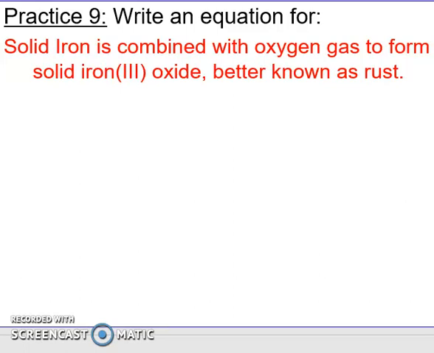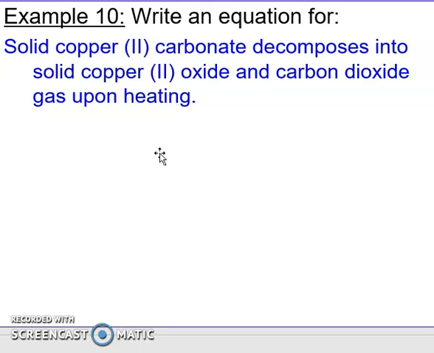And then let's do one more. Let's do this one. Write an equation for solid copper 2 carbonate decomposing into solid copper 2 oxide and carbon dioxide gas upon heating. Right, in this case, what we have is, again, the word, let's pick the word that represents the arrow. Now this is a decomposition reaction, so decomposes will actually be the arrow here.